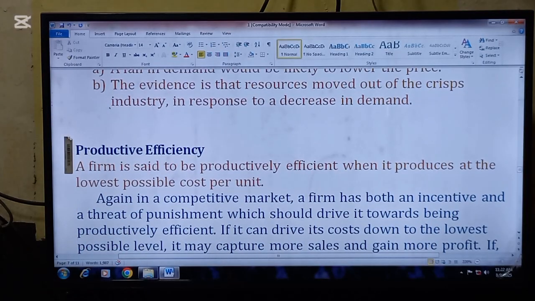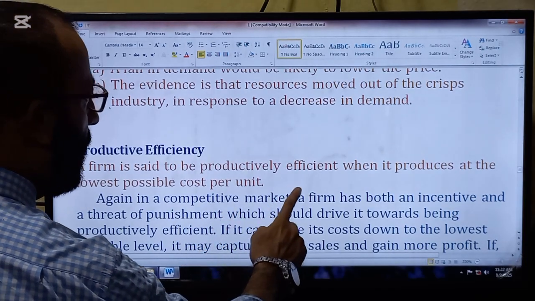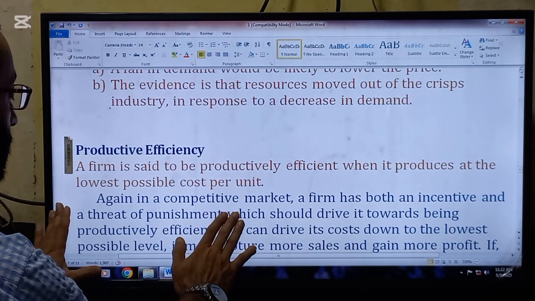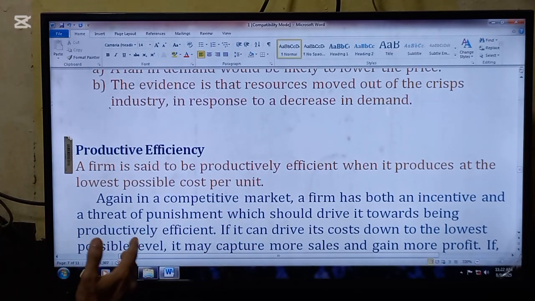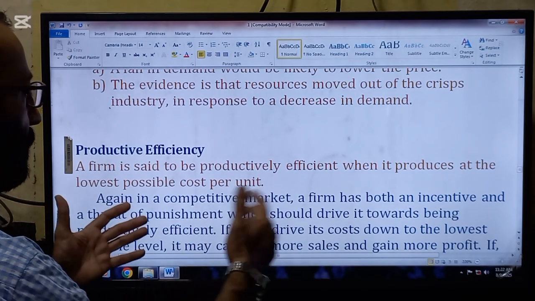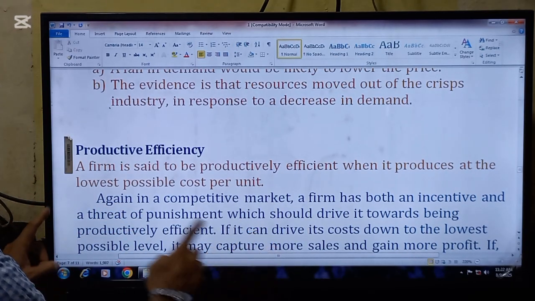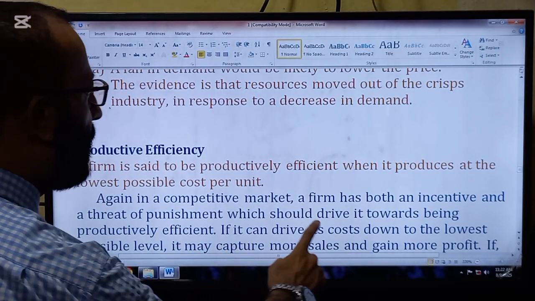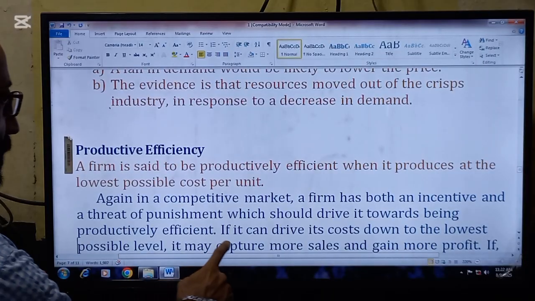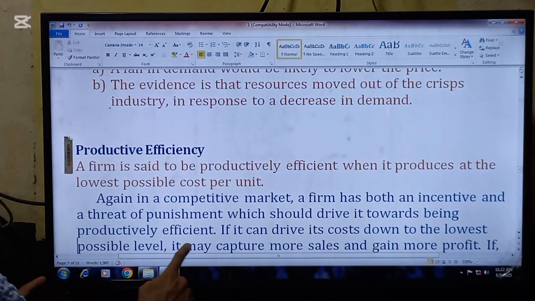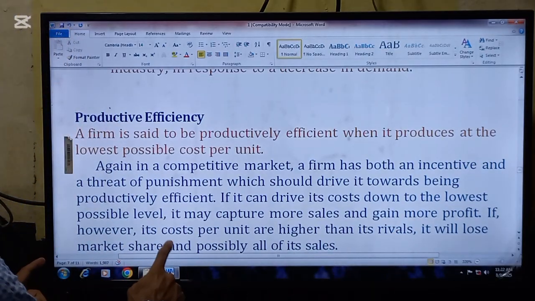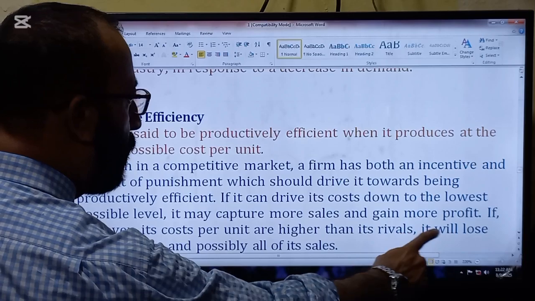The next thing that we are going to read is productive efficiency. A firm is said to be productively efficient when it produces at the lowest possible cost per unit. So this is the definition of productive efficiency, when the firms are able to produce at the lowest possible cost per unit. Again, in a competitive market, a firm has both an incentive and a threat of punishment which should drive it towards being productively efficient. If it can drive its cost down to the lowest possible level, it may capture more sales and gain more profits.